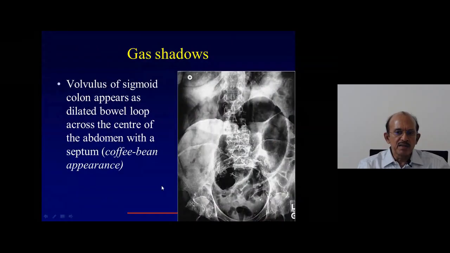Volvulus sigmoid appears as a dilated bowel loop across the center of the abdomen with a septum. This is called coffee bean appearance. The volvulus sigmoid has a unique appearance. It is a big loop, distended with air. Because it's a loop, you can see the septum between the two loops of the bowel. So this is the ascending limb and this is the descending limb. Between the two limbs, you can see a septum, and this is filled with air. So this is volvulus.